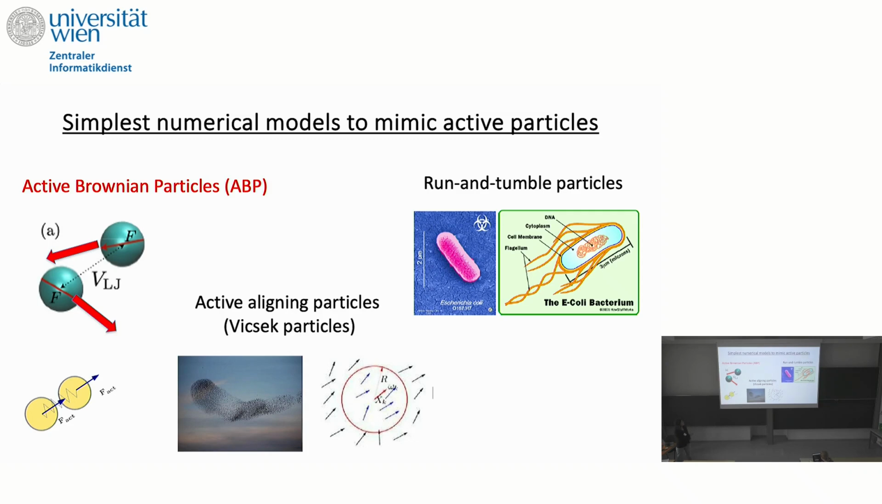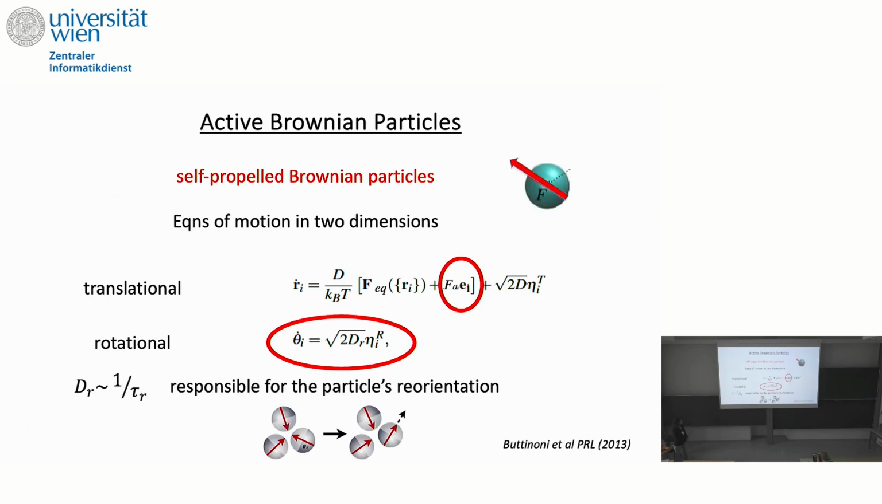Now I'm going to show you a few of the many models that have been developed in the last 20 years to study the collective behaviors of such systems, such as active Brownian particles, active aligning particles, or a model to mimic the behavior of bacteria, such as ensemble particles. Throughout the rest of my talk, I'll be only focusing on active Brownian particles. These are self-propelled Brownian particles.